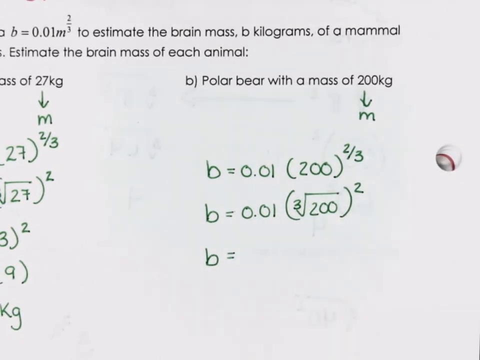So is 200 a perfect cube? No, it's not. It's too high of a number. And if we were to square it, what would it be? 40,000. Is 40,000 a perfect cube? No. Probably not. I don't know. It's because it's too high of a number.